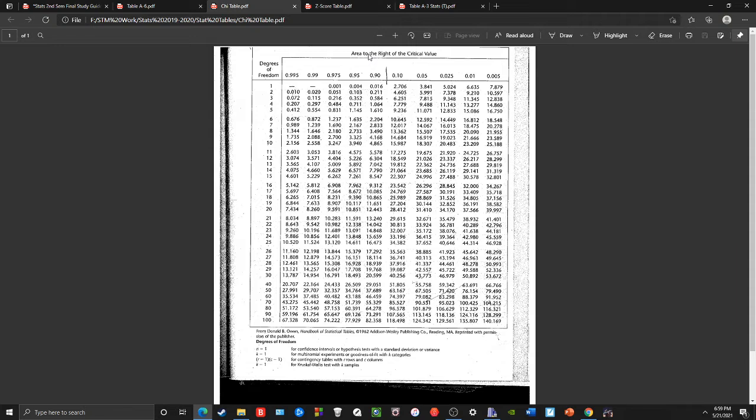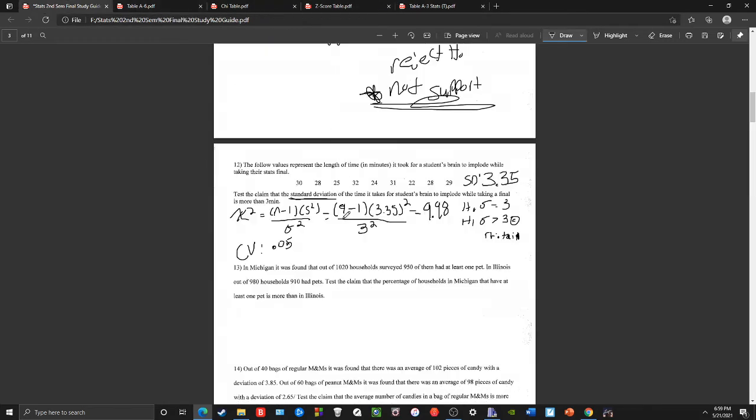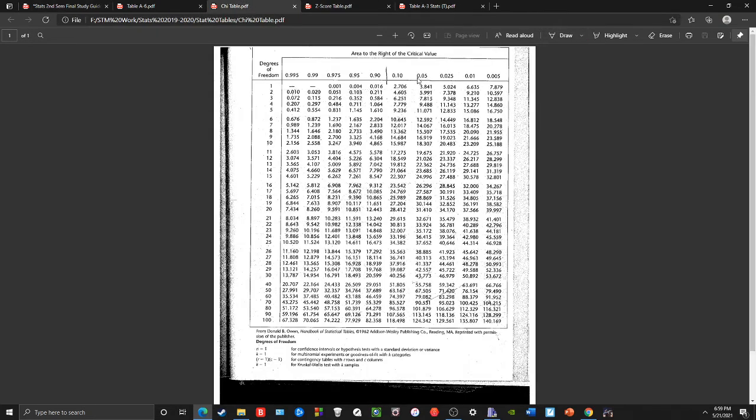Okay. So in this case here, I'm going to look under the 0.05 column, and I'm going to have 8 degrees of freedom because I have 9 samples. So 8 degrees of freedom, 0.05, we end up with 15.507. So again, 0.05 on top, 8 degrees of freedom, find out where they cross, boom, there's my critical value.